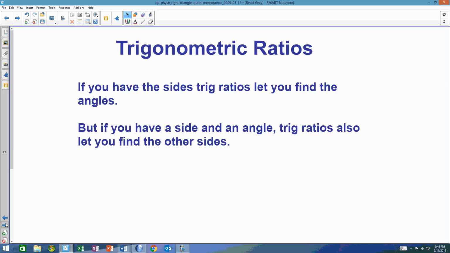Okay, if you have the sides of the triangle, then you can find the angles. If you have the side and an angle, then you can find the other two sides. So that's all we're doing, is either taking the angle and the hypotenuse and finding the sides, A and B, or we're taking A and B and solving for the angle and the hypotenuse.